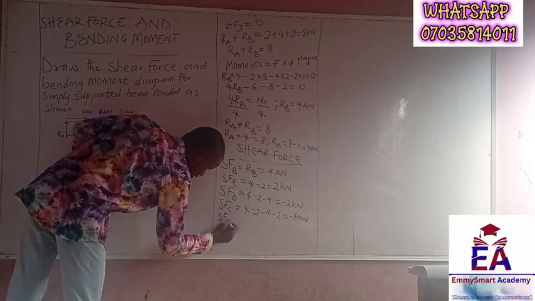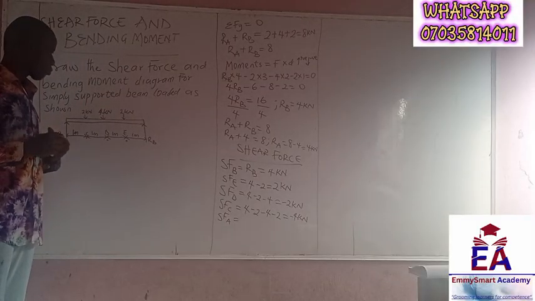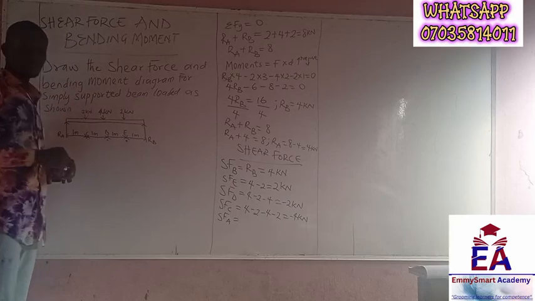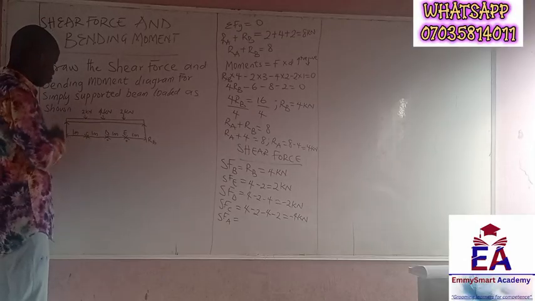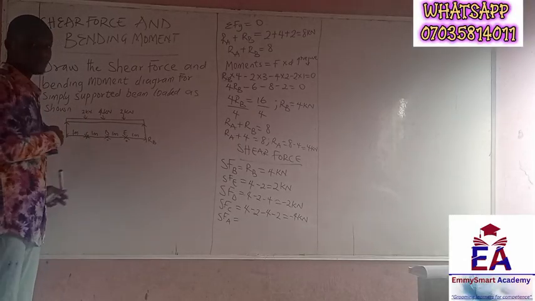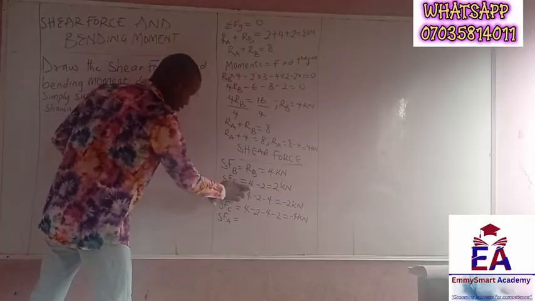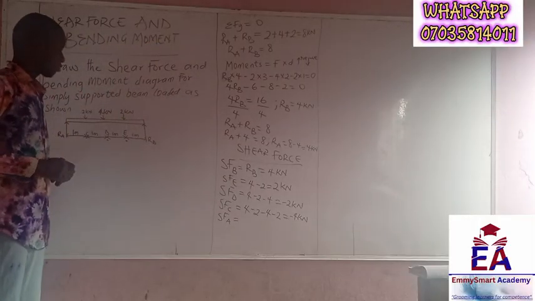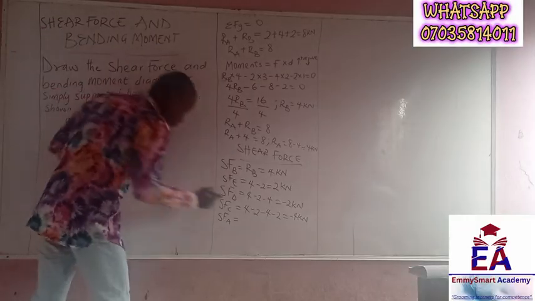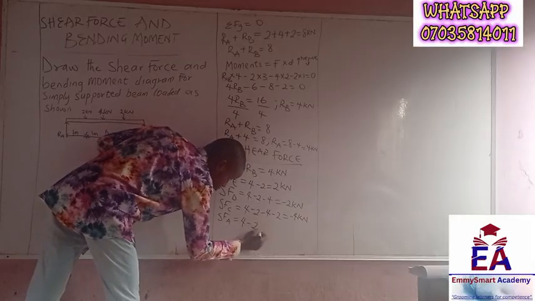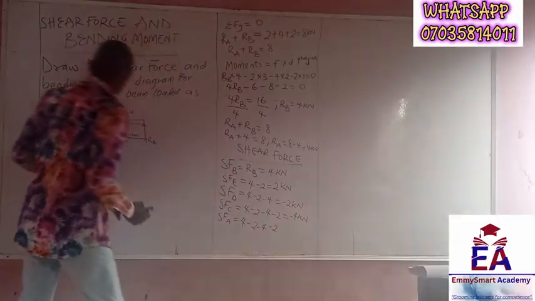Alright, so the next thing is shear force at point A. So remember, we are subtracting basically because we said downward forces are negative. So all these forces we are subtracting, they are downward forces, right? This is an upward force. That's why we maintained it at 4. Okay.